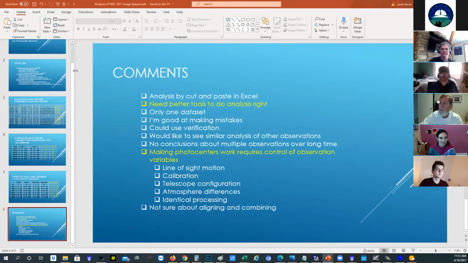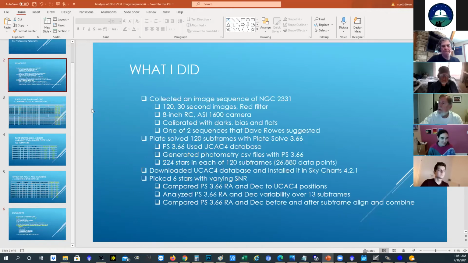So here are the charts. The first chart showed what I did. I collected all those images that you suggested, and I plate solved. It was 120 subframes, and I plate solved them all with 3.66 using the UCAC database, and of course generated the 120 photometry files that go with it. Each one had 224 stars, so it's a lot of data points to look at the statistics on.